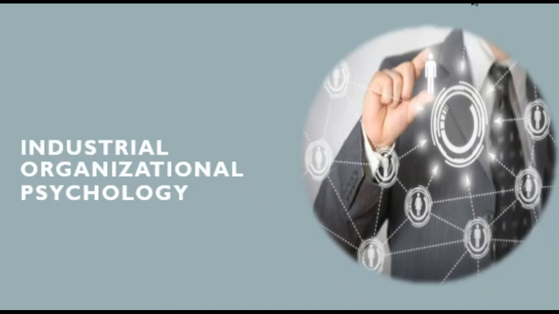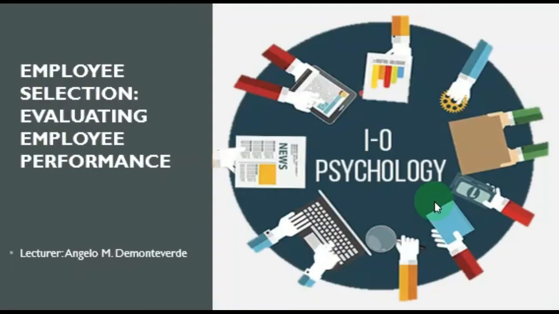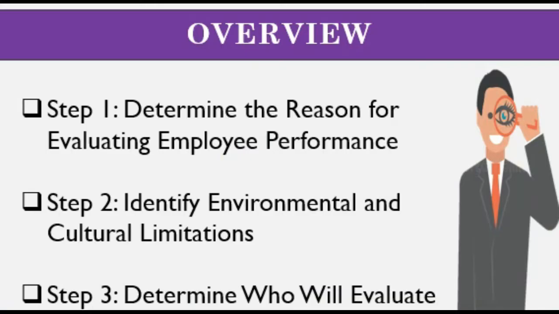Welcome to Industrial Organization and Psychology. For this one, we're going to talk about employee selection and evaluating employee performance. This is chapter number 7 of Industrial Organization Psychology by Michael Aamodt.